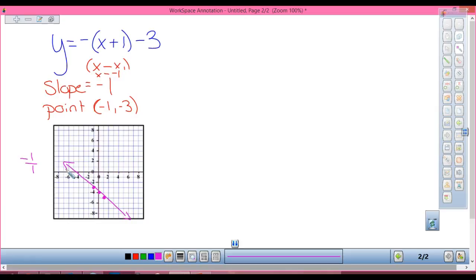How are we feeling about this so far? Decent? Alright. So let's say I have y equals -1/2 x minus 4 minus 2. What's my slope, Eden? -1/2, good.